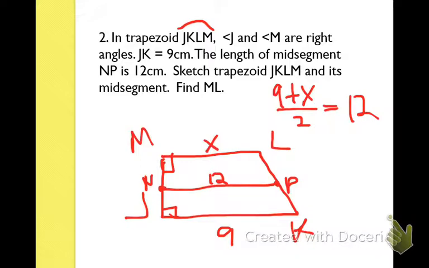So we're still doing the average of these two lines. We add them together, divide by 2, but we know the answer. It's 12. We have to find x. So I solve that: I'd multiply both sides by 2, and I'd get 9 plus x equals 24, right? And then solve for x. X equals 24 minus 9, which is 15.